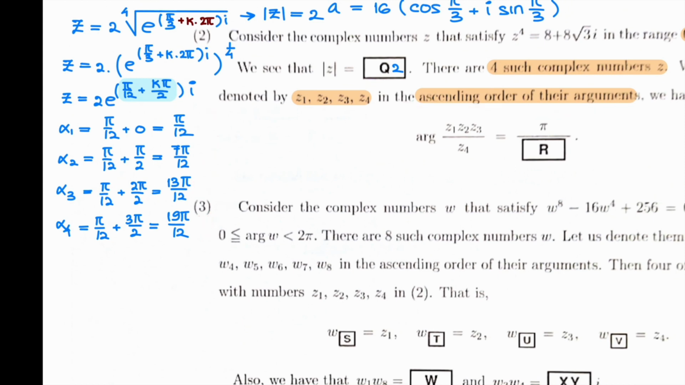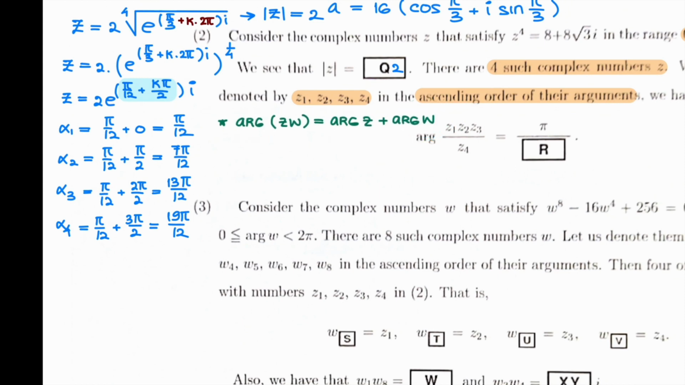So this is the argument of z1, z2, z3, and z4 in ascending order. Once you obtain the argument of z1, z2, z3, and z4, you can calculate the argument of z1 times z2 times z3 over z4 by using the properties of argument. Of course, you need to know the properties of argument. If you want to calculate the argument of z times w, by using the properties of argument, argument of z times w is equal to argument z plus argument of w.